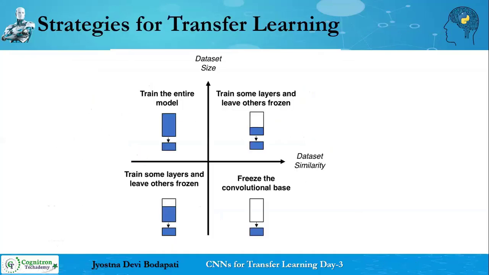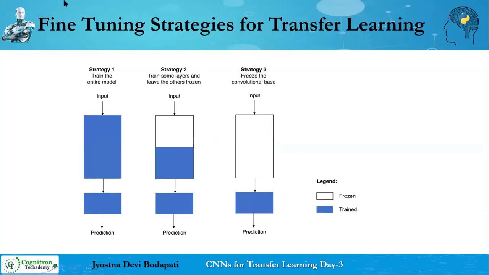I hope it is clear. Now, what are the various strategies in fine-tuning? Again, we have different strategies. In fine-tuning, there are 3 different strategies. Basically, fine-tuning means you have the VGG16 model, and you will be using the model architecture as it is, and then you will be using your own data to train the model. So that's what basically fine-tuning is.